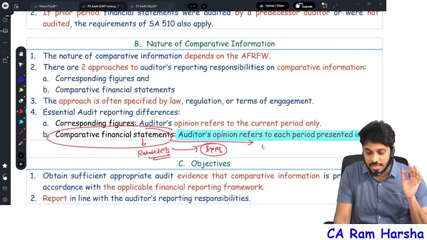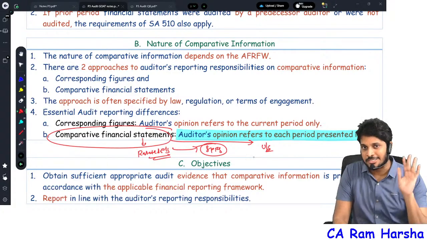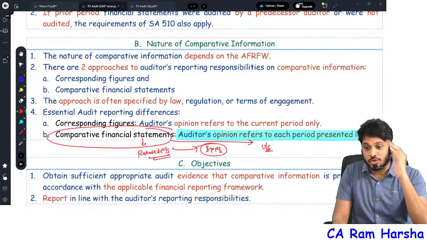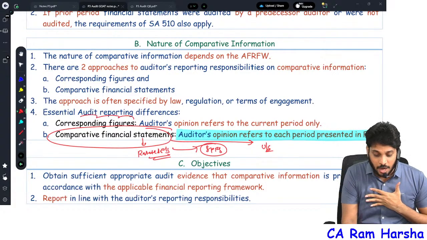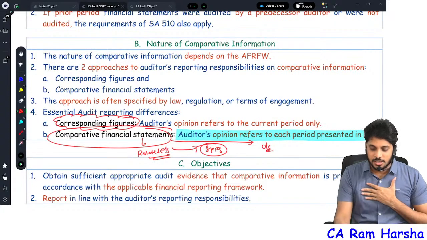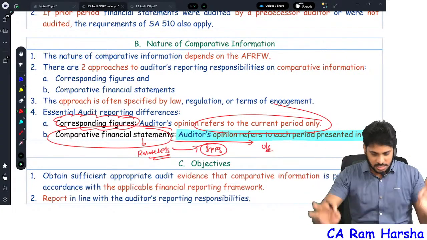Comparative financial statements are very popular in the United States. They are not popular in India. In India, we don't use the comparative financial statements approach. The audit approach in India is the corresponding figures approach. The auditors will only give an opinion on current period figures. This is the main standard.